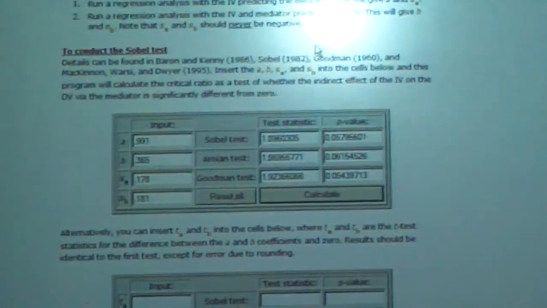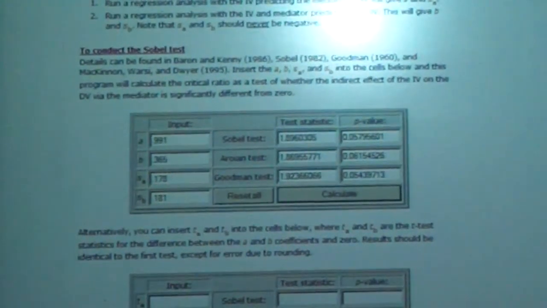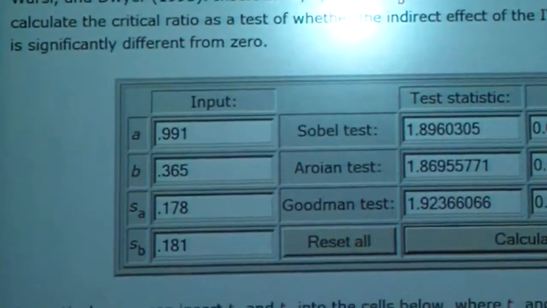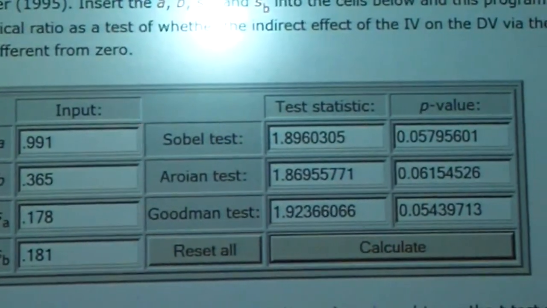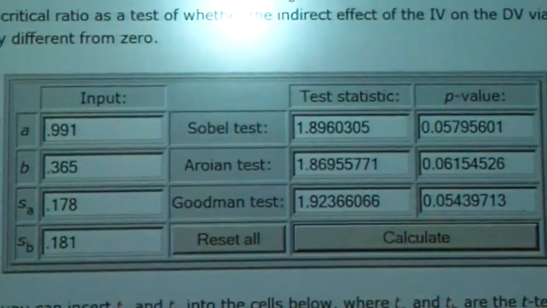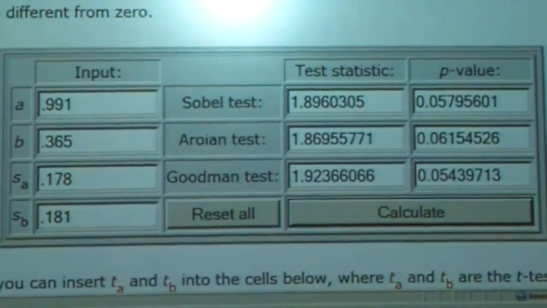Can you see those? You can't see them? What can I do to make them bigger? Let's see. I can make them bigger, can't I? No, this is not an Apple. I'm sorry, this is not an Apple product. So did everybody see what I did?